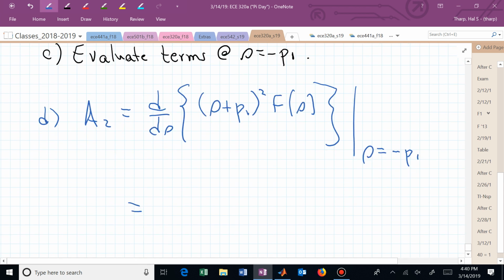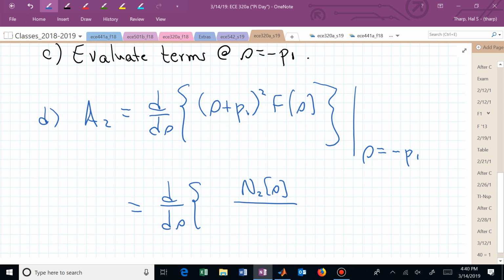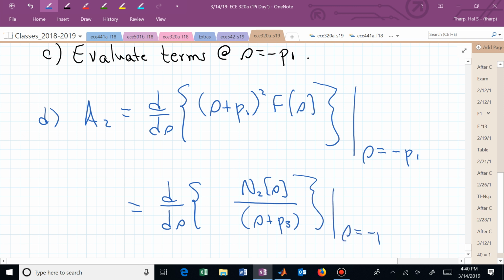But this was now d by ds of what I had in f sub 2 in general, which was n sub 2. I've now canceled that biggest s plus p1 factor downstairs squared, and I'm just left with s plus p sub 3. So what I'm differentiating is not as complicated as the original expression because I've canceled the mess associated with the repeated pole factor.